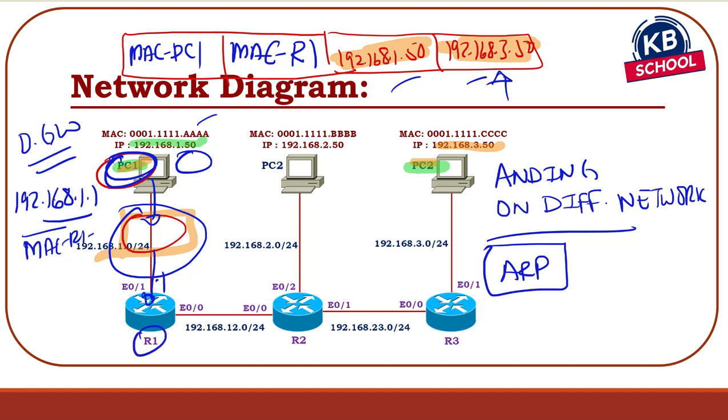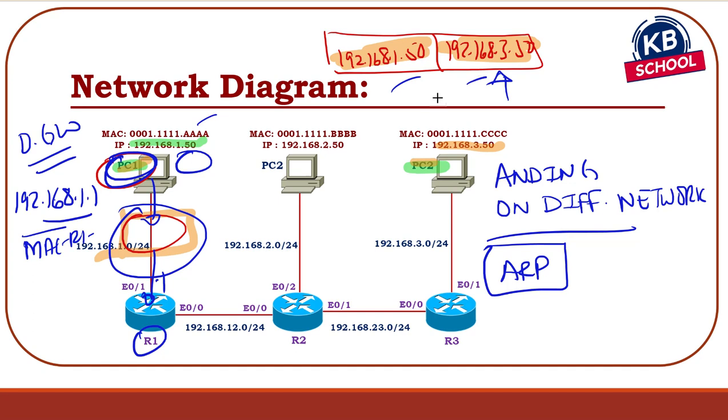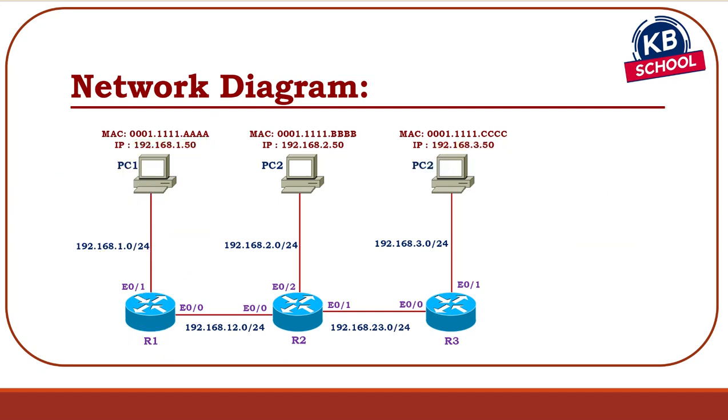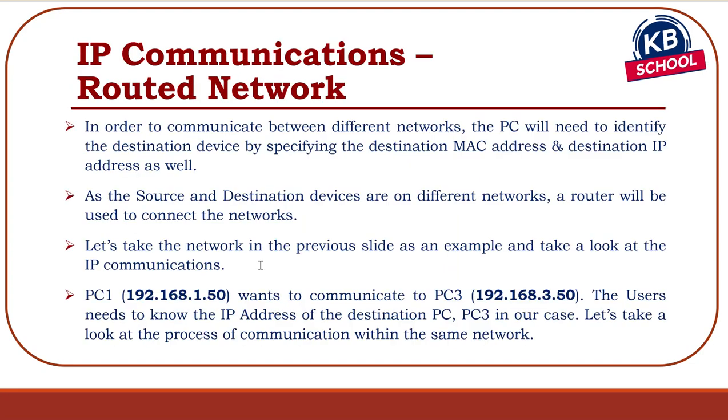R1 receives it. R1 says, oh, this is a frame that is meant for me. It strips off the layer 2, and when it sees inside, it sees, oh, this is meant for some other network, network 3, and it goes through the routing process. Now to depict that, let's take a look at the IP communication in the routed environment.